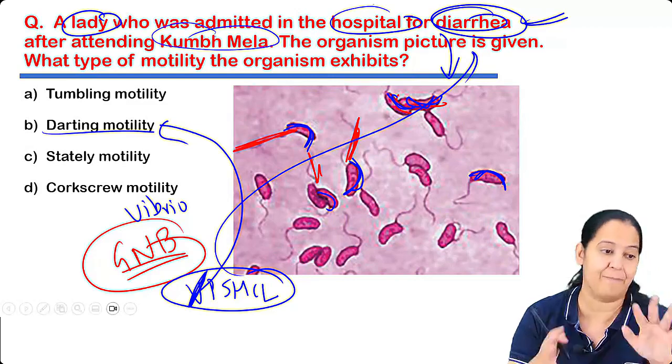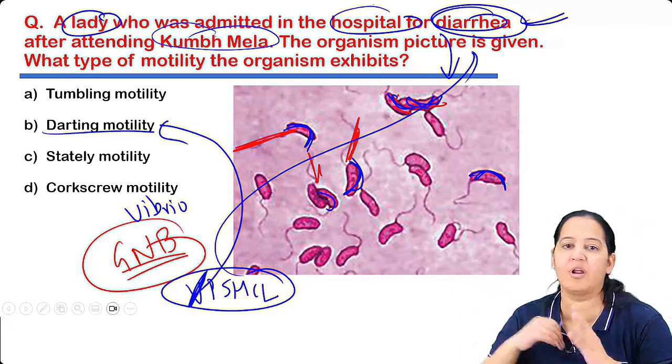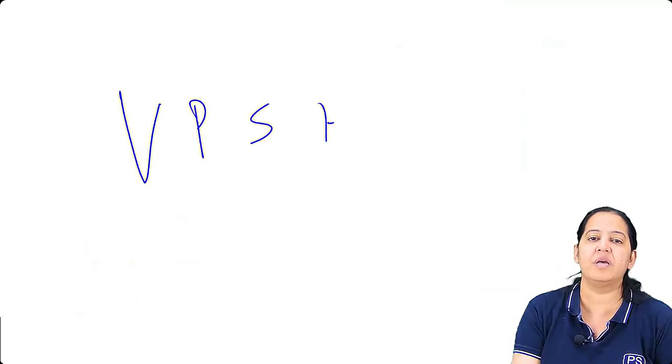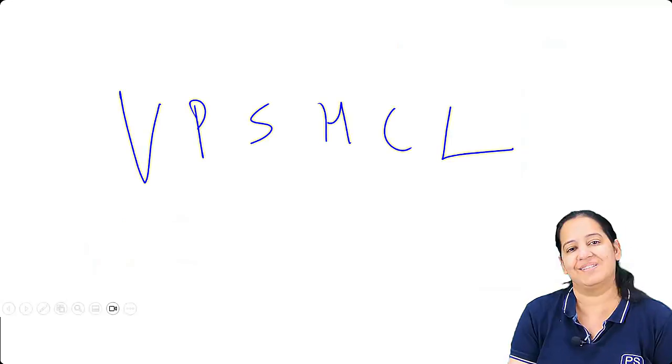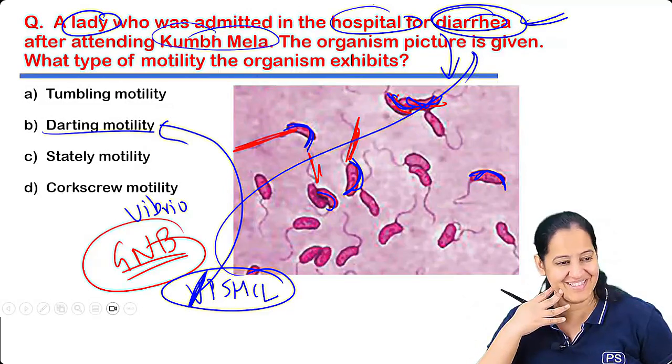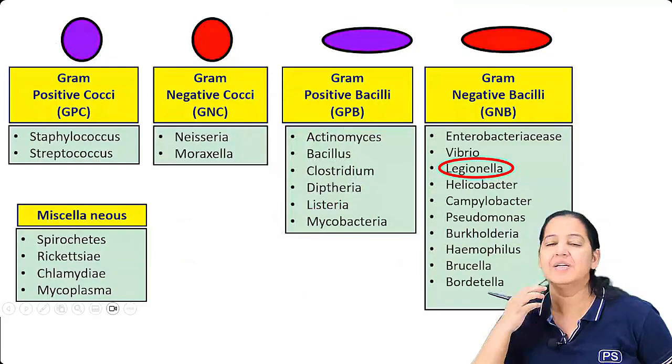So this is the approach. I can see a polar flagella. Polar flagella has 6 organisms. So Vibrio is having darting motility. Say yes. Got it? Can we proceed? Right? So we are coming after Vibrio.